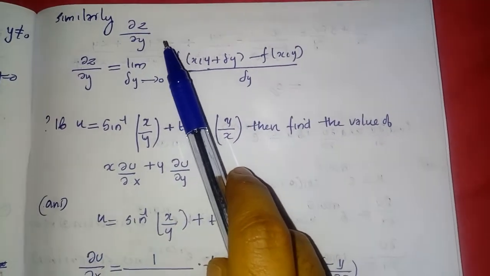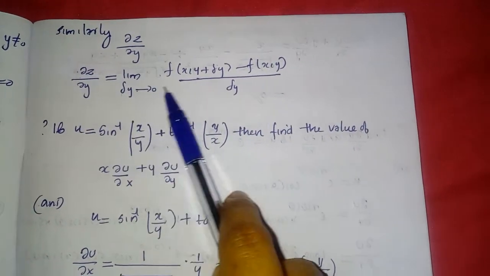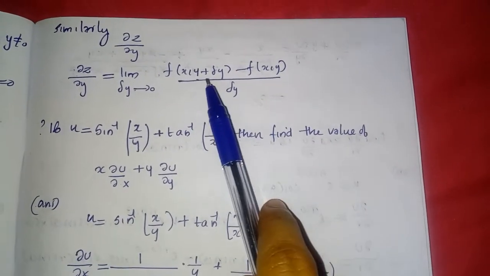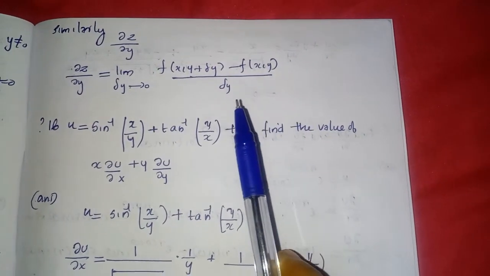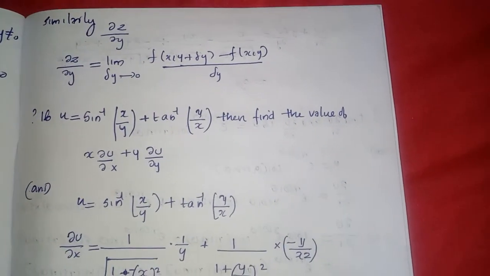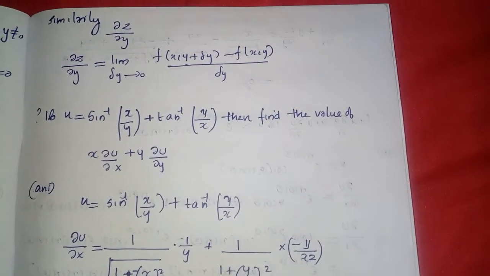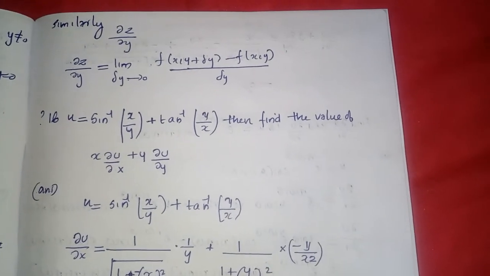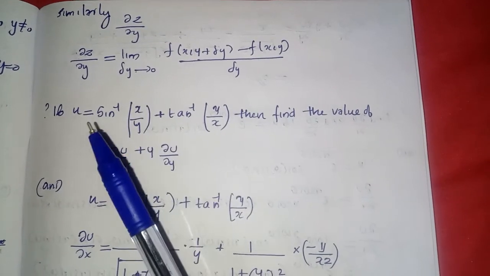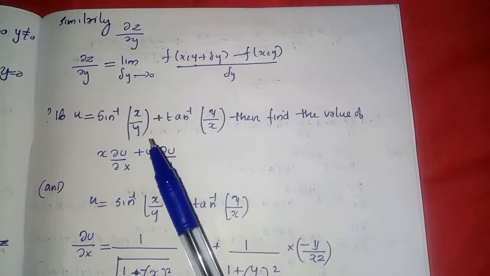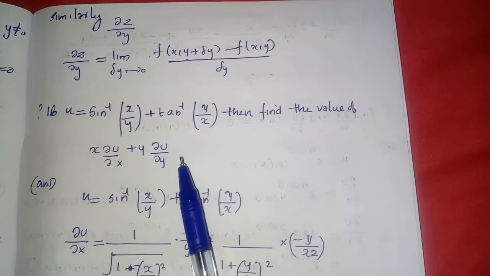Similarly, we can find the partial derivative of the function with respect to y keeping x as constant, using this formula for the theoretical representation of the partial derivative. Now we consider the problem. We know how to find the derivative of a function; for a partial derivative, the other variable should be constant. Here we consider the function u equal to sin inverse (x by y) plus tan inverse (y by x). Then find the value of x dou u by dou x plus y dou u by dou y.